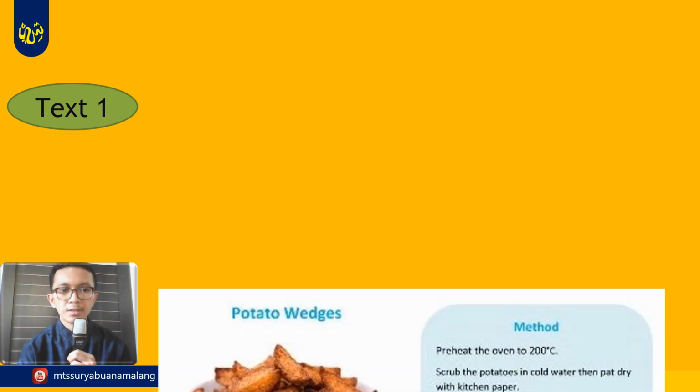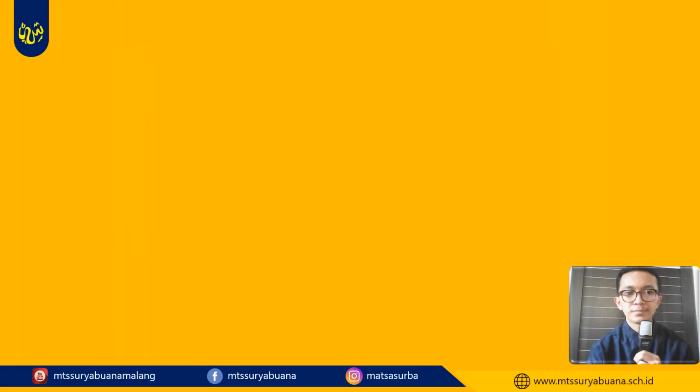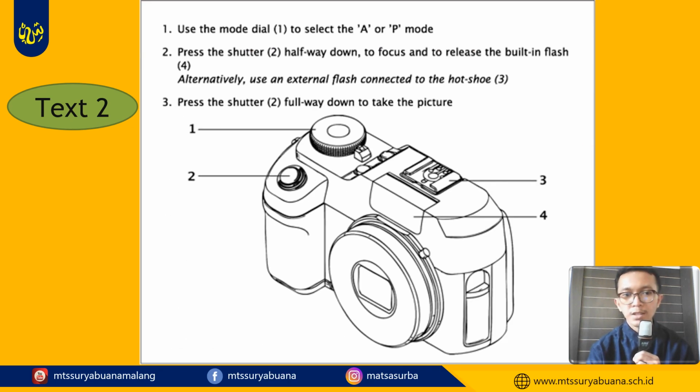And here is the text. The text is about a recipe entitled potato wedges. So please read this text. After that, answer some questions in Google Classroom. I already put the questions there. The questions in Google Classroom are based on this text. Okay, this is text one. And also, this is text 2. It is about a manual. Please read this text, and after that, answer the questions in Google Classroom.